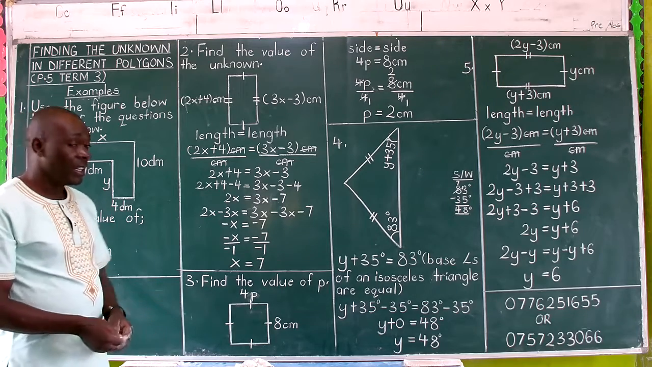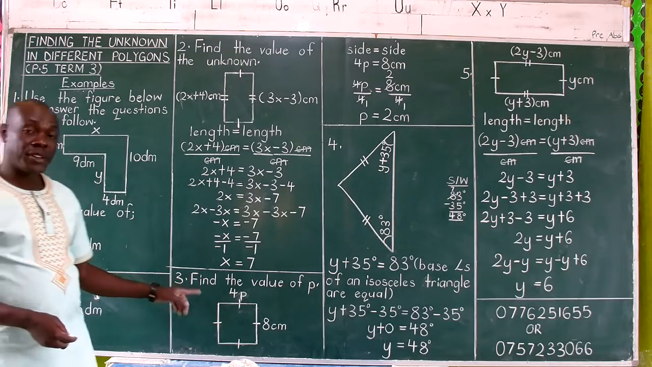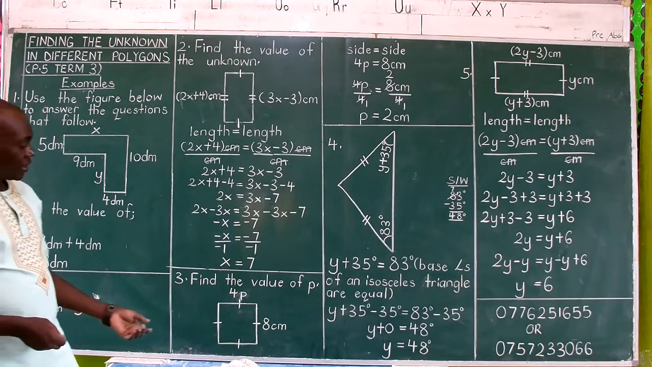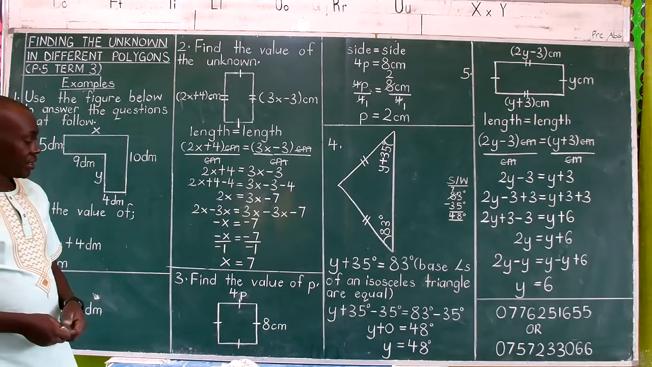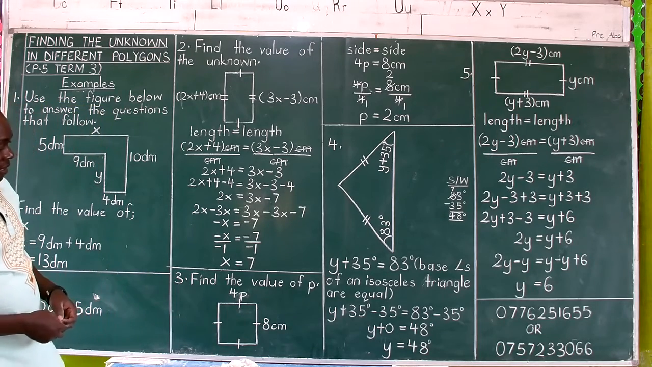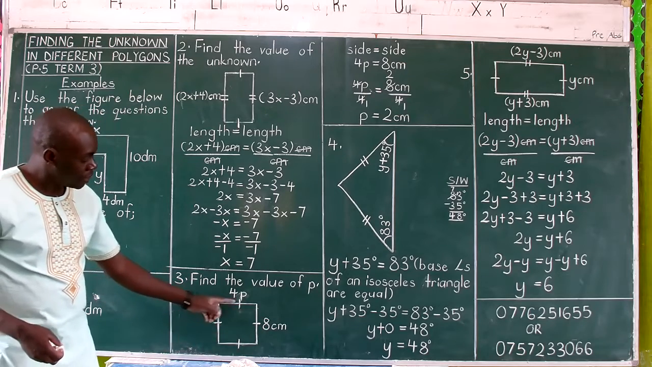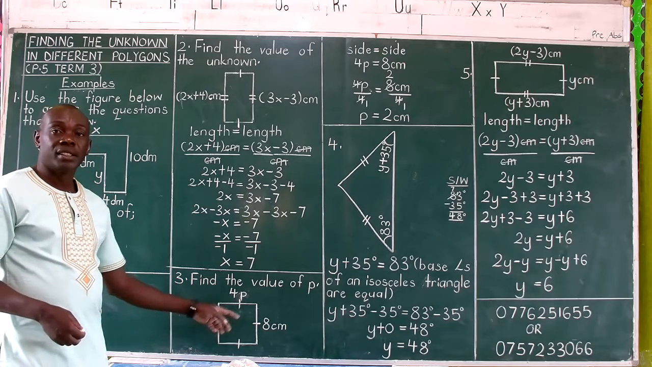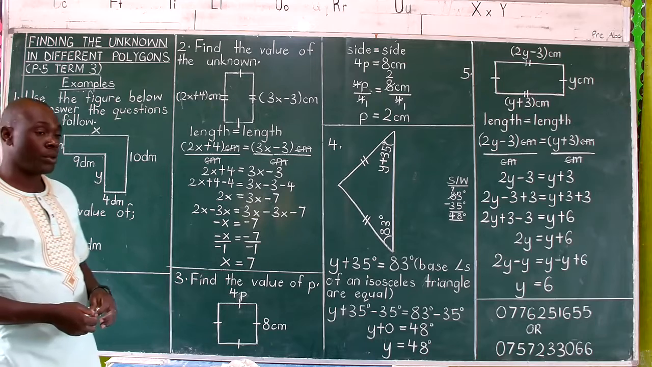As we look at example number 3. Example number 3 reads, find the value of P. Find the value of P. Wherever you have made the shape, please identify that shape among the polygons. When you look at this shape, it has got all sides equal, then it is a square. A square is a 4-sided polygon with all sides equal.